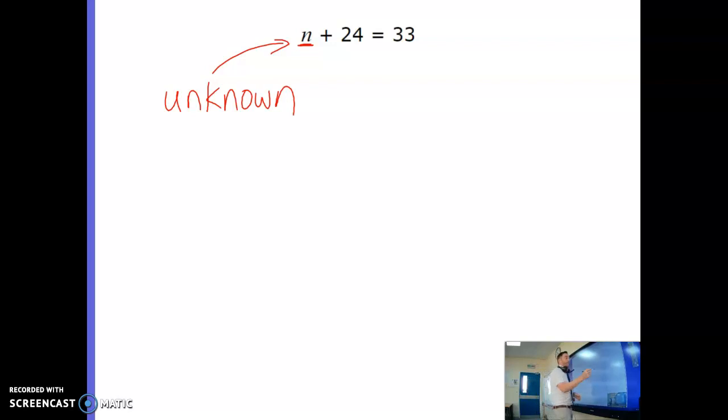Well, the best way to do this, and it's a good foundation for when we get into really tricky equations, is to use those inverse operations. So here, the operation is add 24. What I'm going to do is subtract, I'm going to take away the inverse. So the opposite of add 24 is to take away 24. And I'm going to keep these in a bubble to the side.